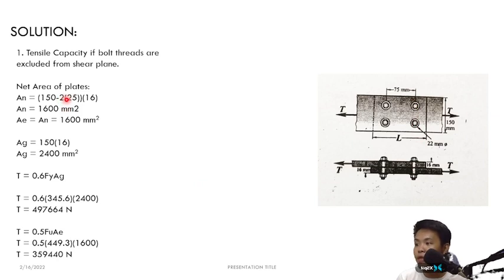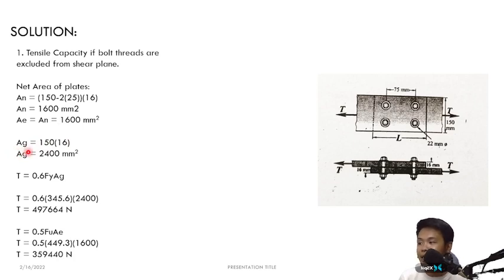And bakit 25? So 'di ba ang ating bolt diameter, sinabi na yung hole dia natin ay 3 mm bigger sa ating bolt size. So 25. So 22 plus 3 multiply by the thickness 16. So meron tayong makukuhang net area na 1,600 mm squared. And yung ating end area ay equal lang siya sa ating net area which is 1,600 mm squared.